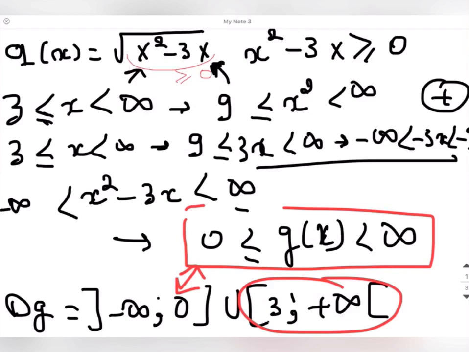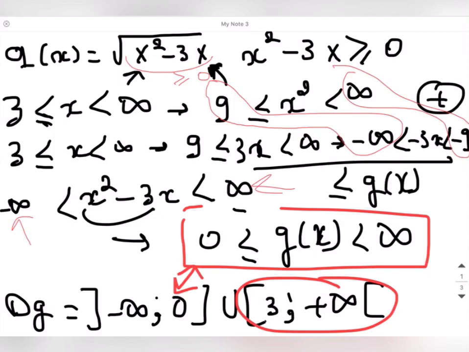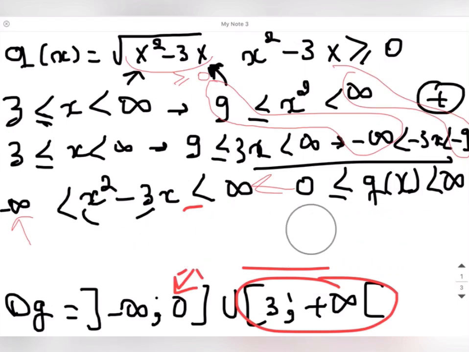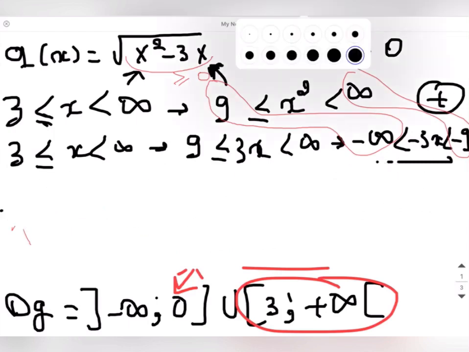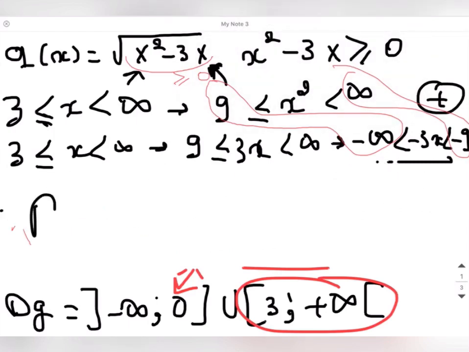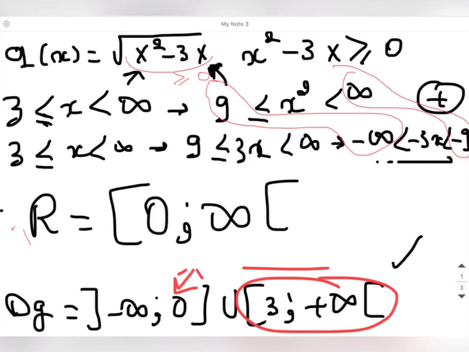Okay, we added those together and those together. Okay, 9 minus infinity gets minus infinity, infinity and minus 9 get infinity. g of x is between 0 and infinity, and this is the final answer. The range is 0, infinity, and this is the domain.